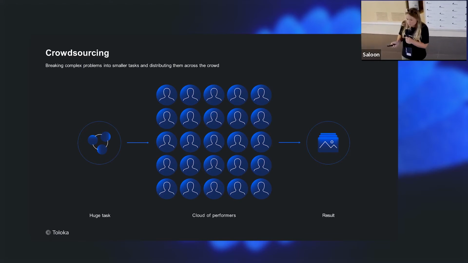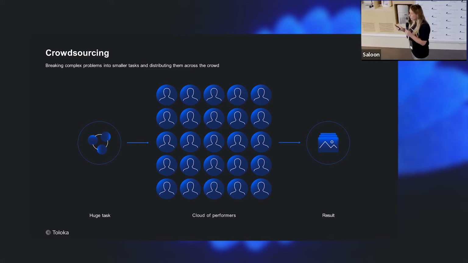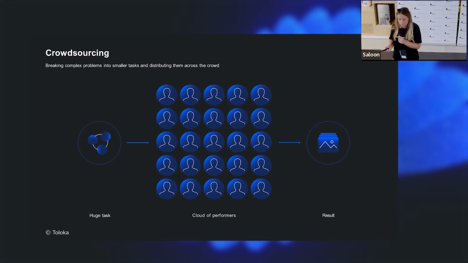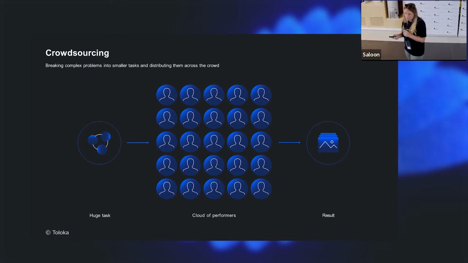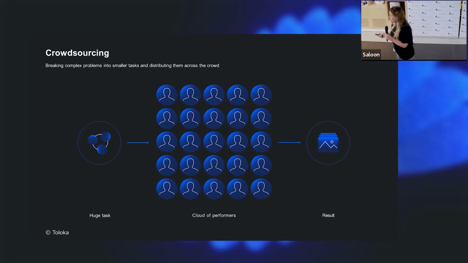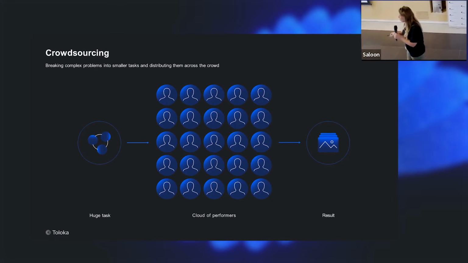We use a method called crowdsourcing. What does crowdsourcing mean? It means that we have a huge task, which is labeling a data set. We split this task into smaller components, and we distribute those smaller tasks across the crowd all over the world. And people can label data for us.